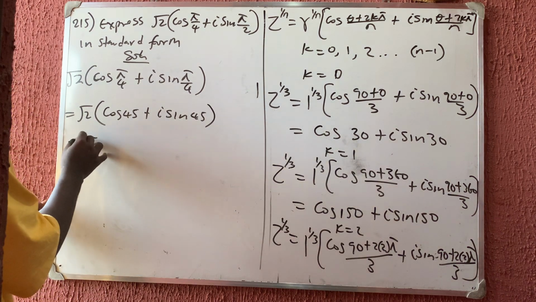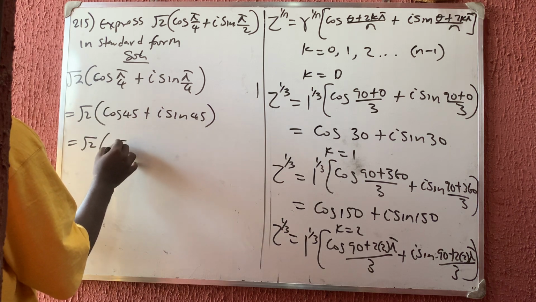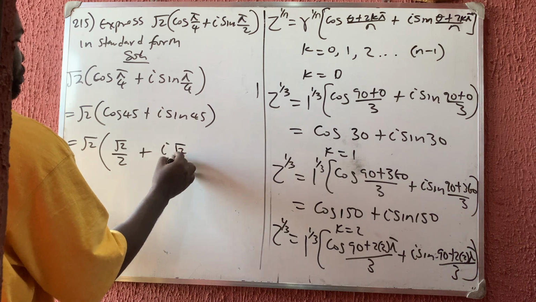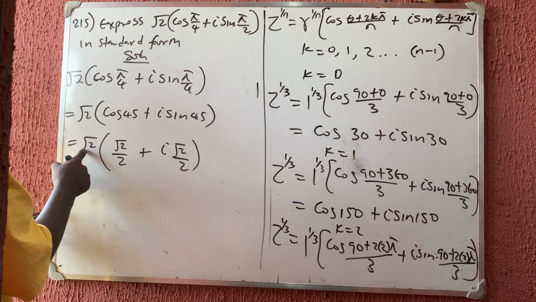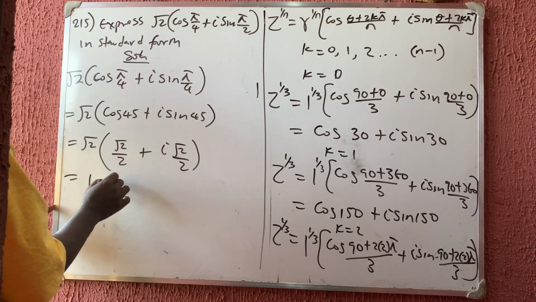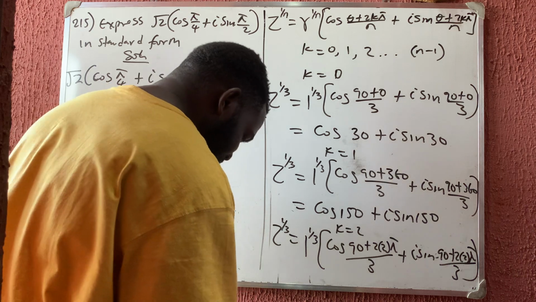So which is what? Root 2 in bracket of what? Cos 45 is root 2 over 2 plus I root 2 over 2. So open bracket, this time this is 2. Okay, 2 divided by 2 is 1. So I have 1 plus I. So this is the standard form, 1 plus I.